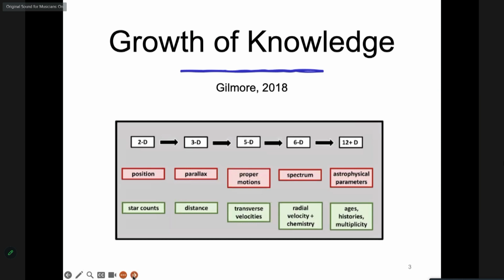So, when we are actually studying stars, how has the growth of our knowledge about stars been? The essential earlier picture was a 2D picture, where you had positions and star counts, and then it built up to a 3D picture where you study the parallax for the nearby stars, through which you'd estimate their distances. And then gradually, as people progressed with photographic plates, astronomers could measure proper motions and the transverse velocities of stars. And then with the advent of spectroscopy, you could measure radial velocity and the chemistry of stars.